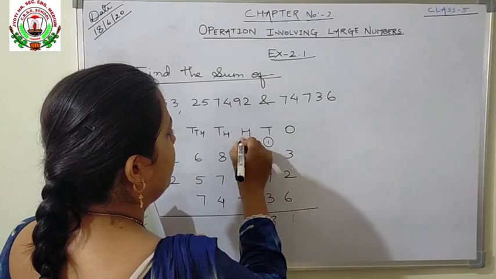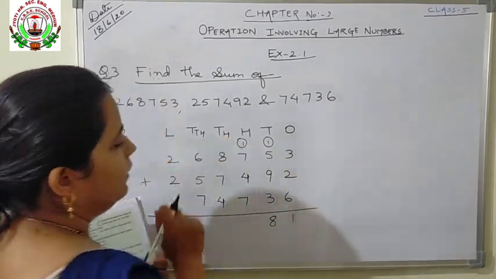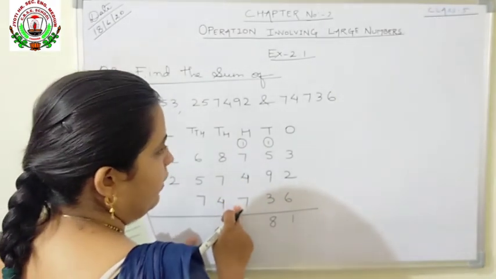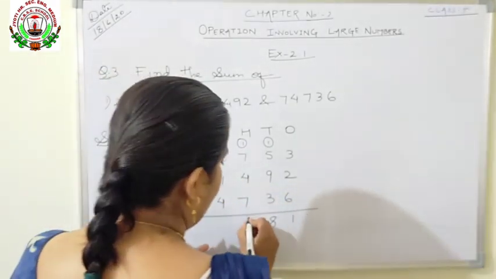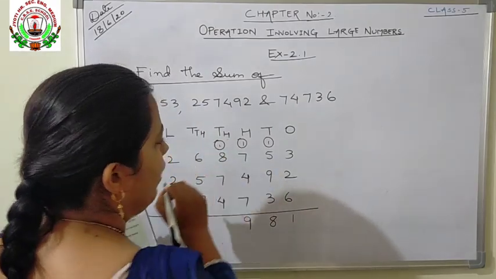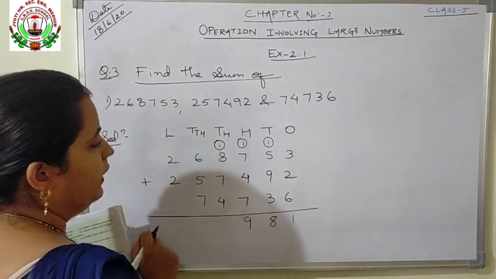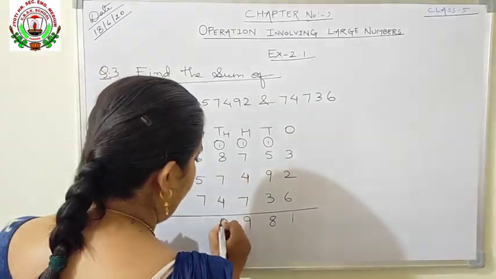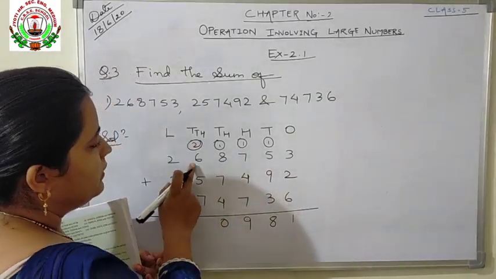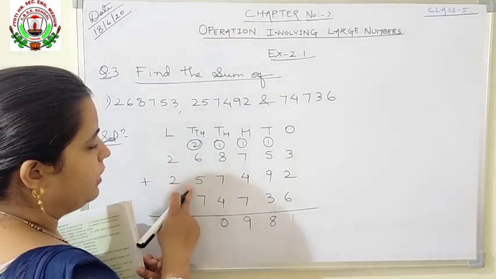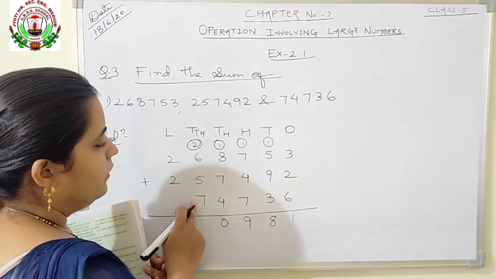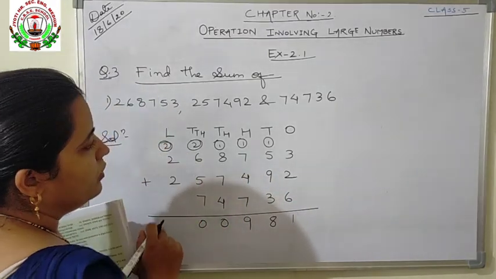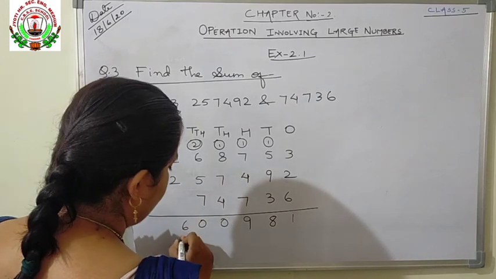8, carry forward 1. 7 plus 1 is 8, 8 plus 4 is 12, 12 plus 7 is 19. 9, carry forward number 1. 8 plus 1 is 9, 9 plus 7 is 16, 16 plus 4 will be 20. 0, carry 2. 6 plus 2 is 8, 8 plus 5 will be 13, 13 plus 7 is 20. 0, carry forward 2. 2 plus 2 is 4, 4 plus 2 is 6.